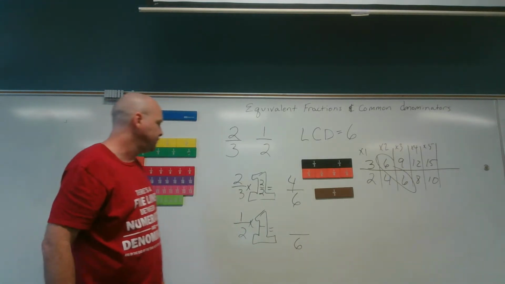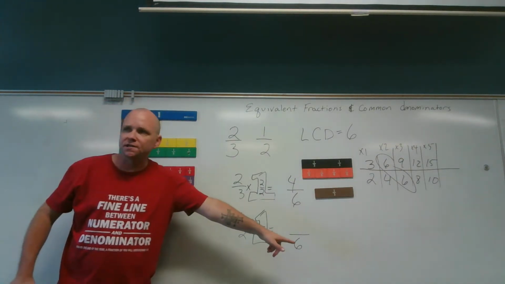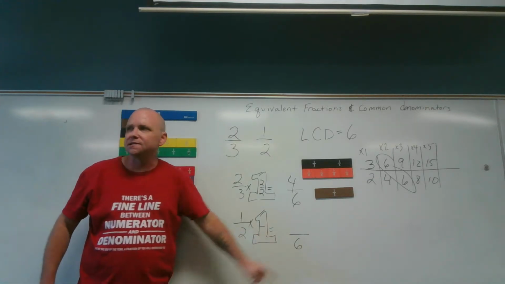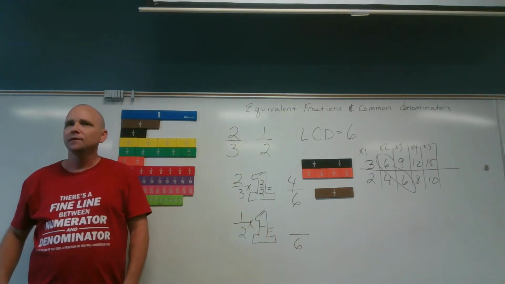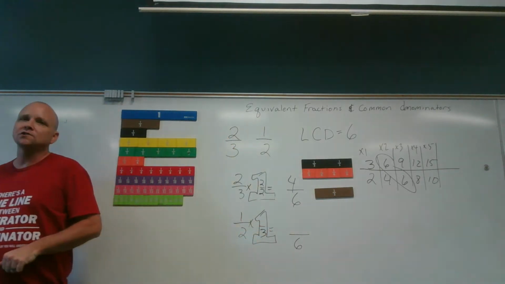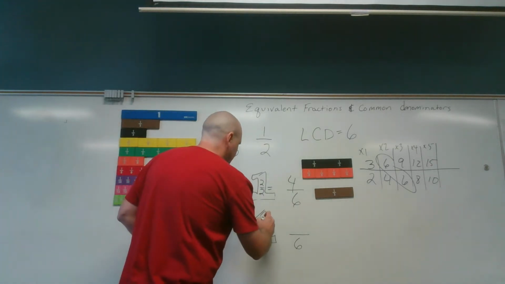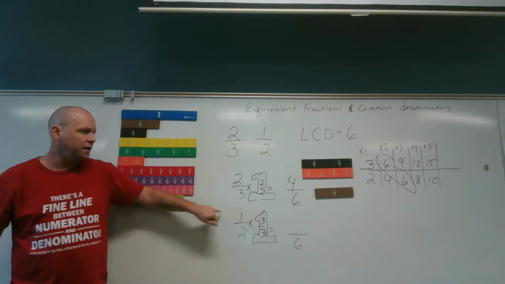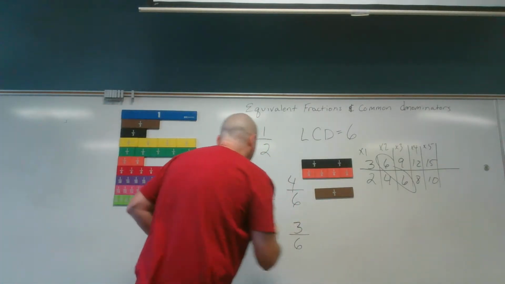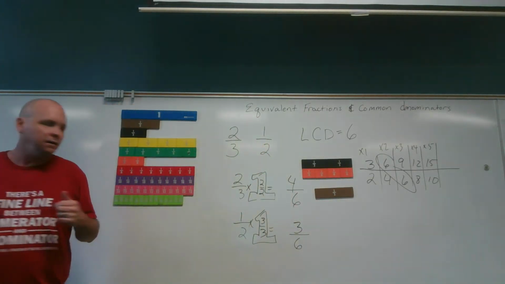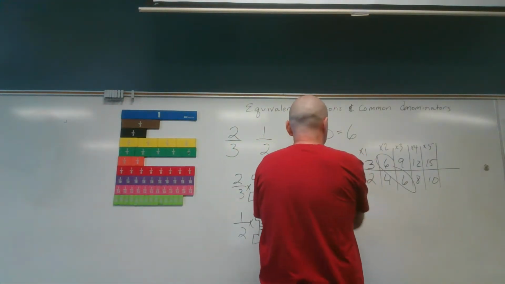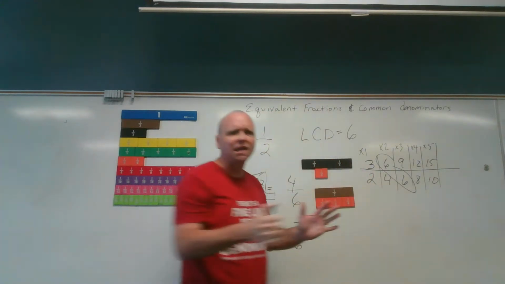Now we have 1/2. And we need to change that to something over 6. So Riley, 2 times what is going to give me 6? 3. And since I want to multiply by a fraction that equals 1, my numerator also has to be 3. So Riley, 1 times 3 is 3. So now, according to Riley and me, 1/2 equals 3/6. Boom shakalaka, it works perfectly.